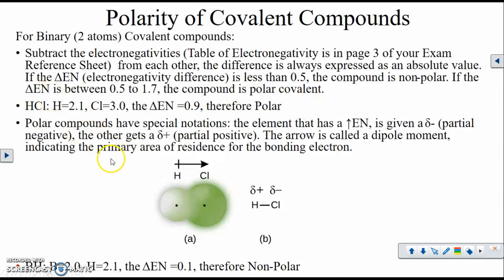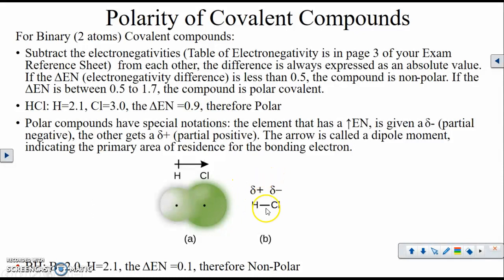Polar compounds have special notations. Whichever atom has the higher electronegativity, in this case chlorine, gets the delta negative symbol, and whichever atom is on the other side must be given a delta positive symbol, like so. Now, where does this come from?